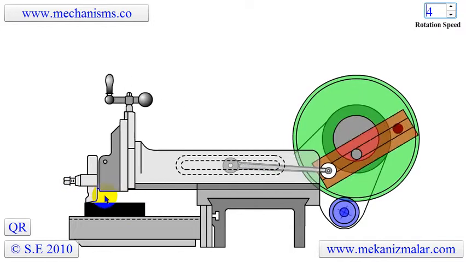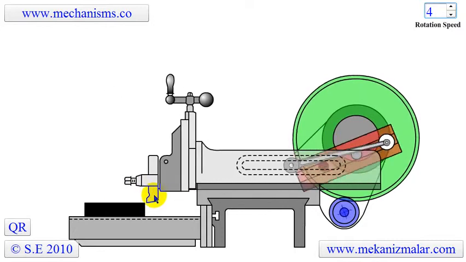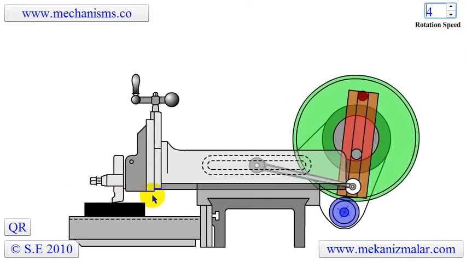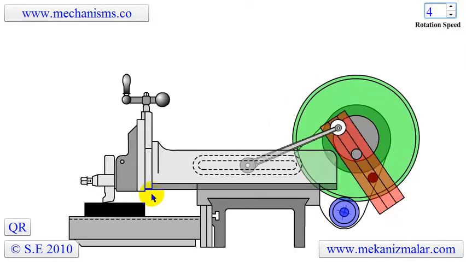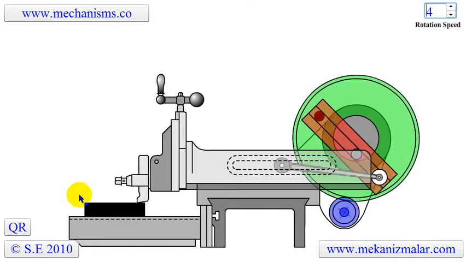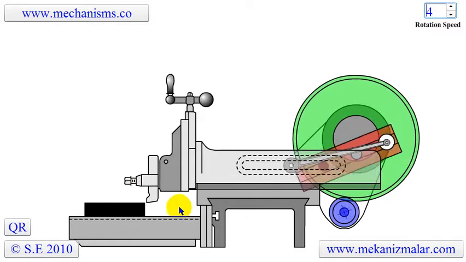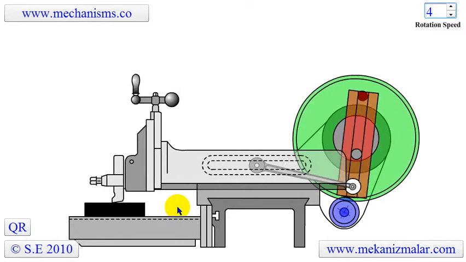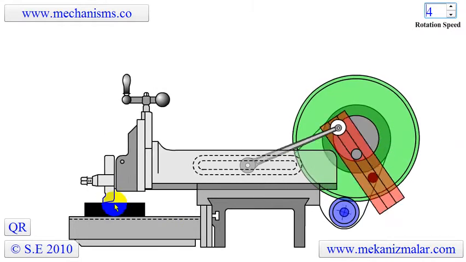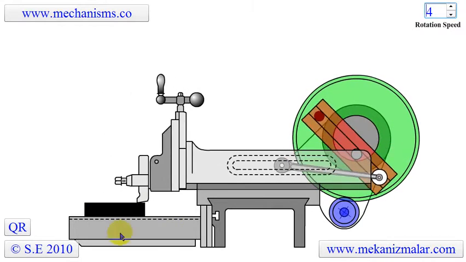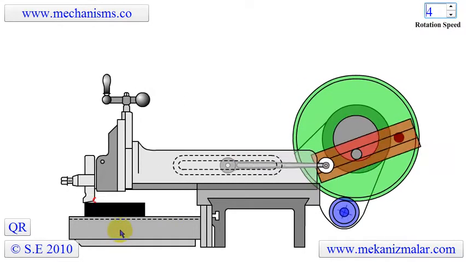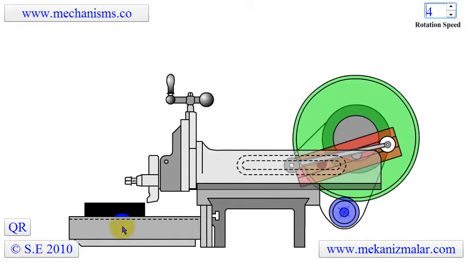Since cutting requires much more force, it is done during the slow forward motion of the ram. To increase efficiency, the return stroke is performed at a much faster rate. In this video, the workpiece is shown as a black rectangle that is mounted on a bed that has the ability to move vertically to the ram motion.